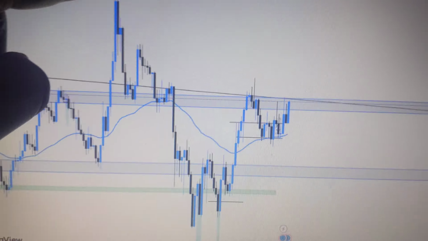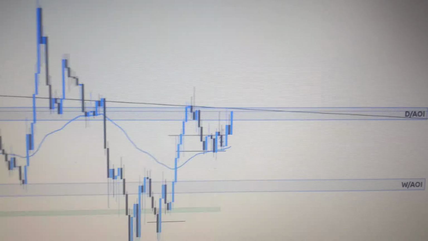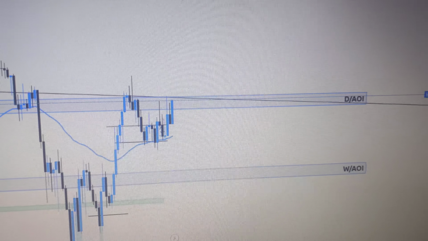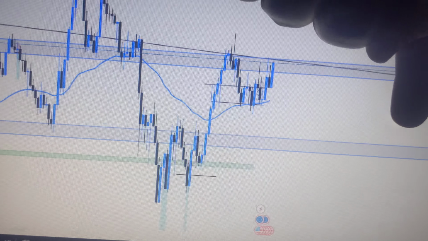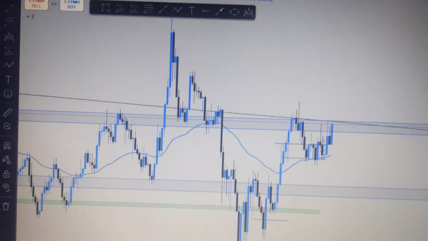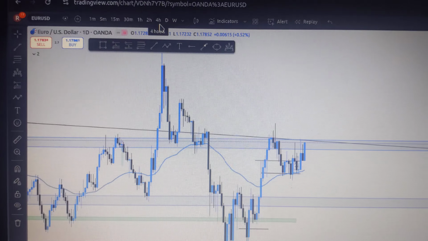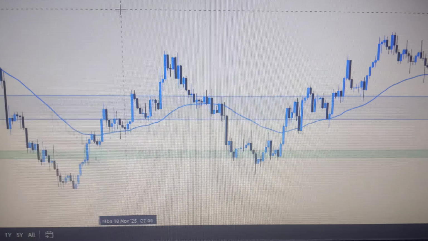Right about now we are on the daily time frame, as there's nothing much to see on the weekly time frame. Over here we have these areas of interest, the daily area of interest and also the weekly area of interest. So I'll just jump over to the H4, the 4-hour time frame.